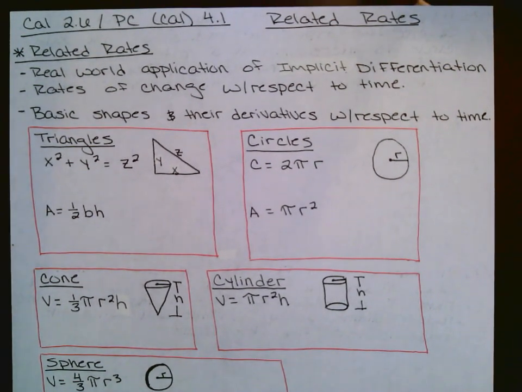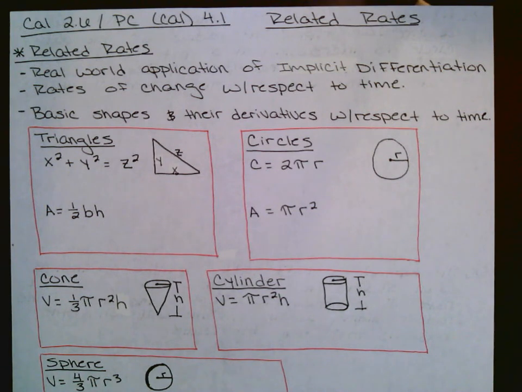Hey guys, this video and lesson for calculus is from 2.6, and for pre-cal, when we start learning calculus at the end of the year, this is from section 4.1, and this section is called related rates. This is a very popular free response question that comes up in the AP test, and as we said in the last lesson, this is the application of implicit differentiation.